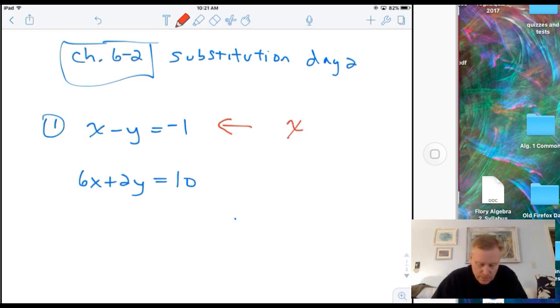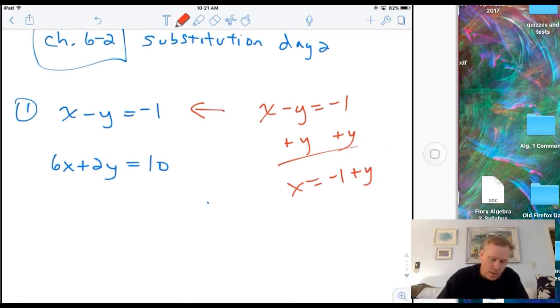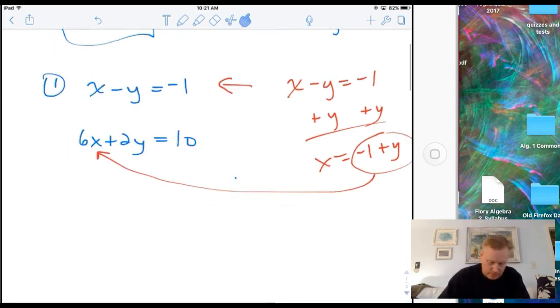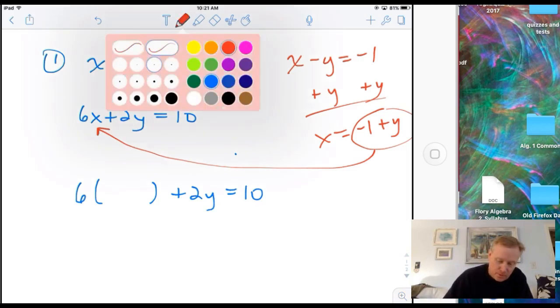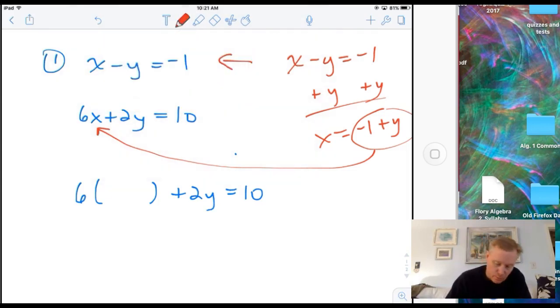So if I take this equation, and let's just say I add y to both sides, that'll get me x alone, -1 plus y. Alright, so that's what x equals. So I can take that now and plug it in here into the x in the other equation. Like I've told you before, I like to take the equation where the variable I'm substituting in for, and put big blank parentheses, but everything else stays the same. And in the parentheses goes what I'm plugging in, which in this case I'm substituting in -1 plus y. So that goes in for the x.